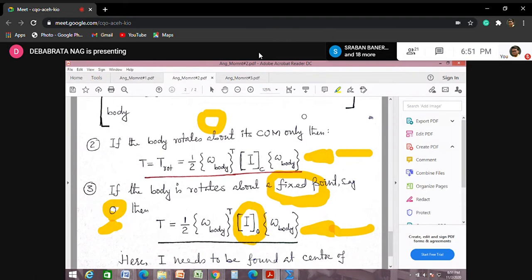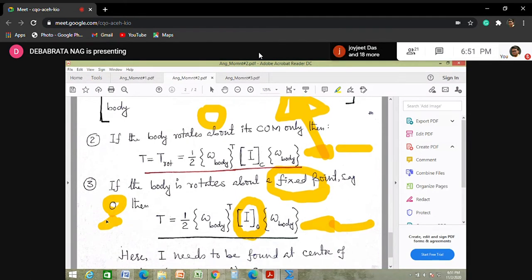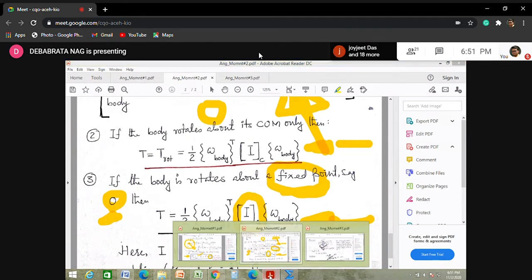You can verify that if your angular velocity vector is passing through point O at all instants, it will always be passing through point O. In that case, you can say that your body is rotating about that fixed point. So you have to be very, very careful while writing this.